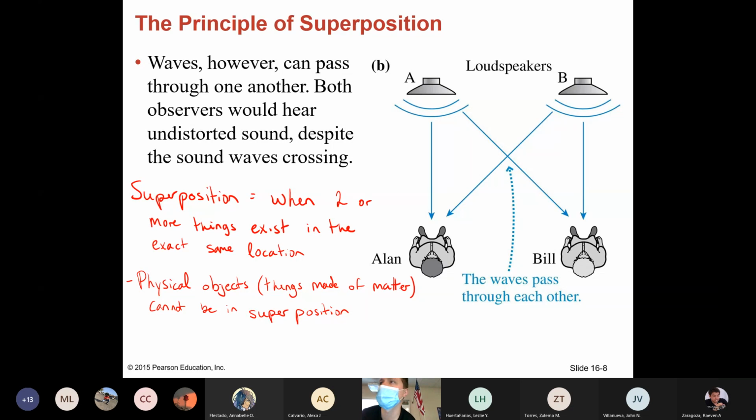But what can be in superposition? Yeah, waves. And all waves are energy. They're just transfers of energy. So there's actually other things that can be in superposition, like electric fields, magnetic fields, stuff like that. Basically things that are invisible to us. But one example, and the reason that we're studying it, is because waves can be in superposition. So superposition is just the general term of any time two things or more are in the same place. It doesn't have to be waves, but we're studying it in the context of waves.